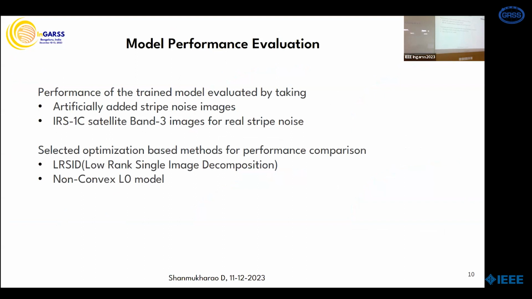Coming to the model performance, here is how I evaluated it. First, I took the artificially added stripe noise images and calculated the metrics we discussed previously. After that, I selected real stripe noise images. My model was compared with two well-known optimization-based methods. One is LRS-ID, a low-rank single image decomposition, which is an optimization-based method. Here we take the rank of the stripe noise, which is very low, and then a non-convex L0 model. By using these two methods, I compared the model performance.